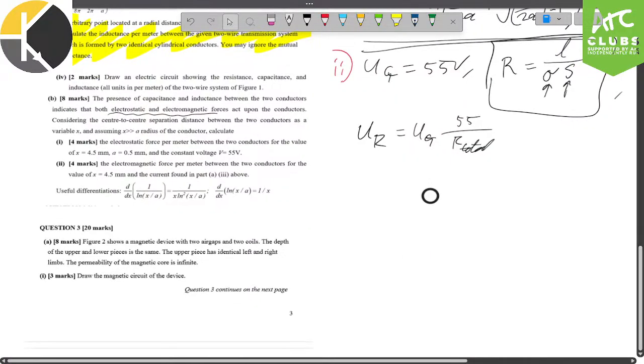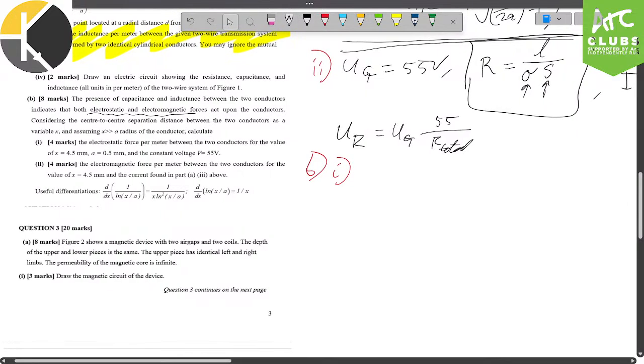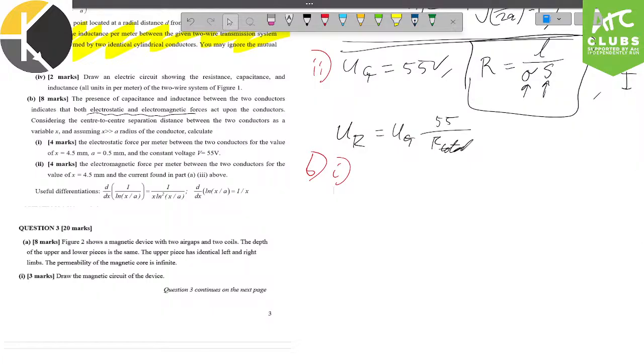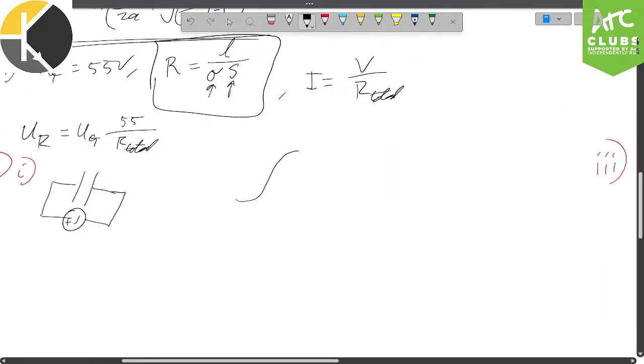Now, we have question B, part I. So, we want to consider the electrostatic force between the two conductors for the values of X, A, and a constant voltage. Now, something to note here, mind you, we're talking about energies and forces and such. It is a constant voltage. Mind you, a constant voltage over a capacitor will imply that there is some manner of source. Now, this is very important. Some insight that I will provide here.